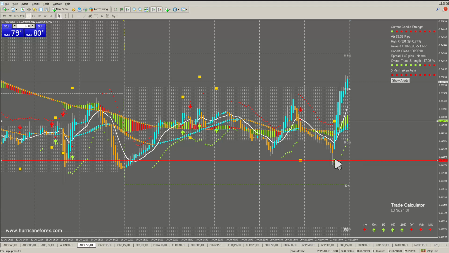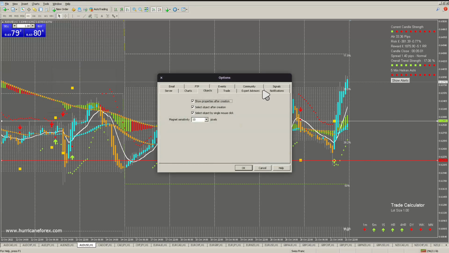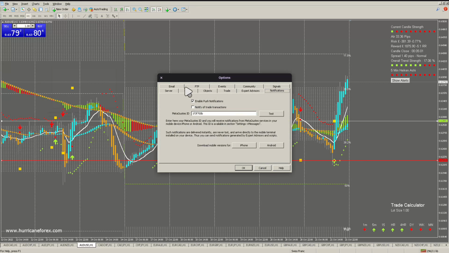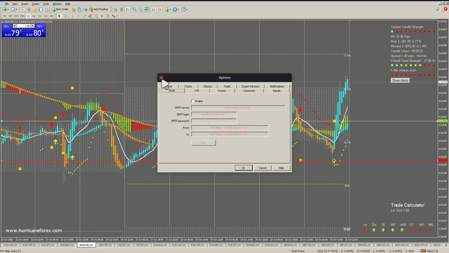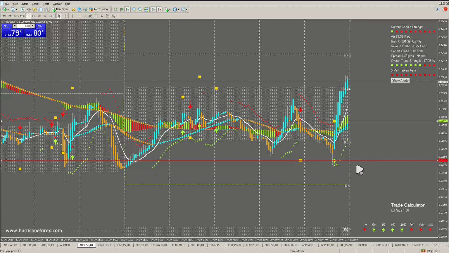And so we get this signal, we get the little alert box, you go bing like that, and you can also get it sent to your emails and sent to your phone just by setting it up in the options. So you go to tools, options, and you set notifications, and then you've got your email, set it all up there, and then the indicator will send the alerts to your phone and to your email as well. So let's take this signal here.